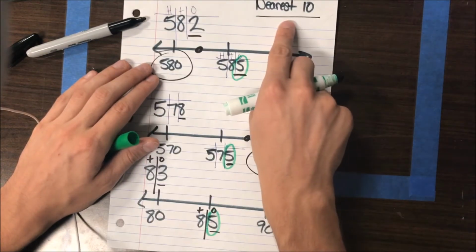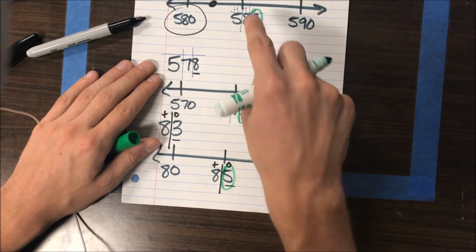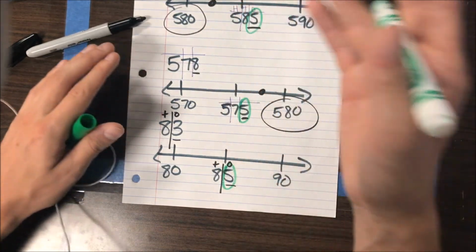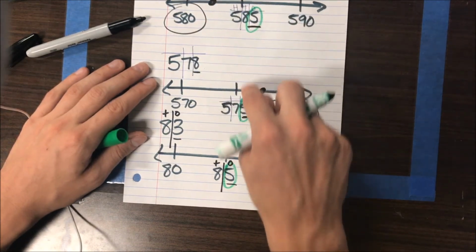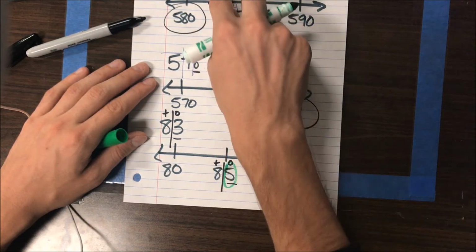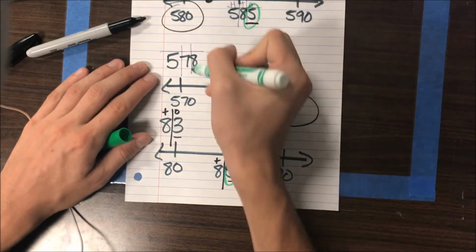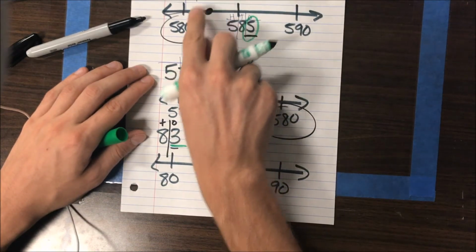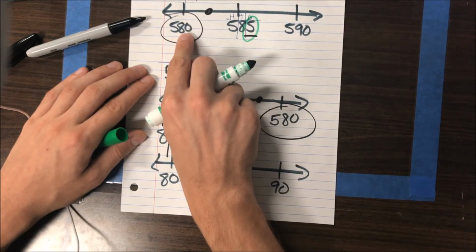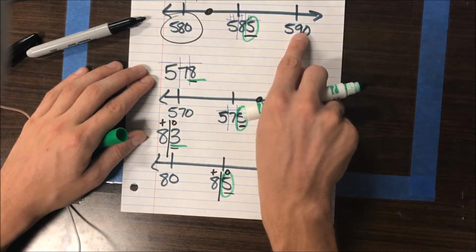So when we're rounding to the nearest 10, we look at the ones place, and we know that if we were to draw a midpoint, we could see that the ones place is always going to have a 5 every single time. If we look at our ones places here, if they are less than 5, you're going to round down and just lose your ones, or if it's greater than 5, you're going to round up.